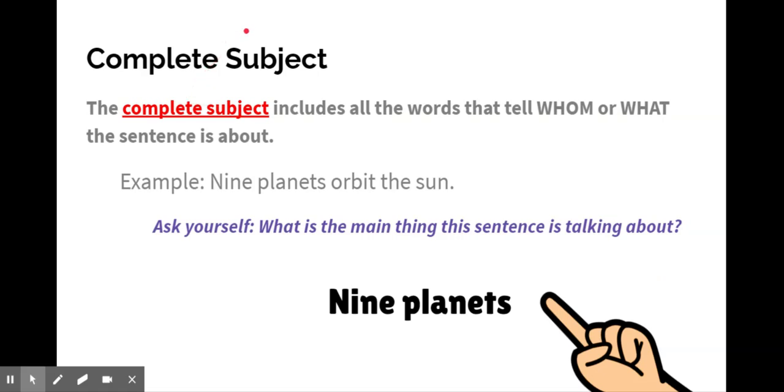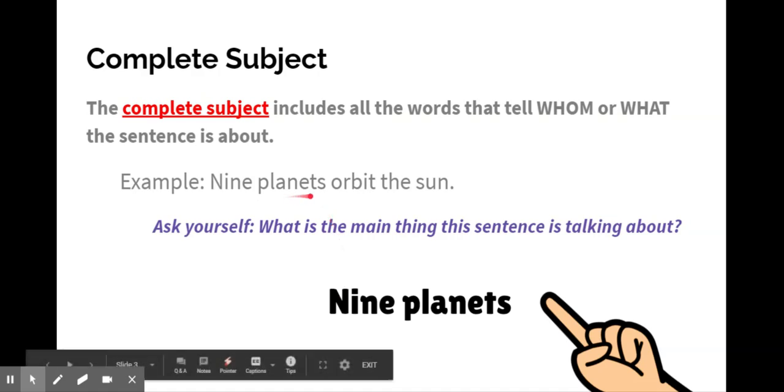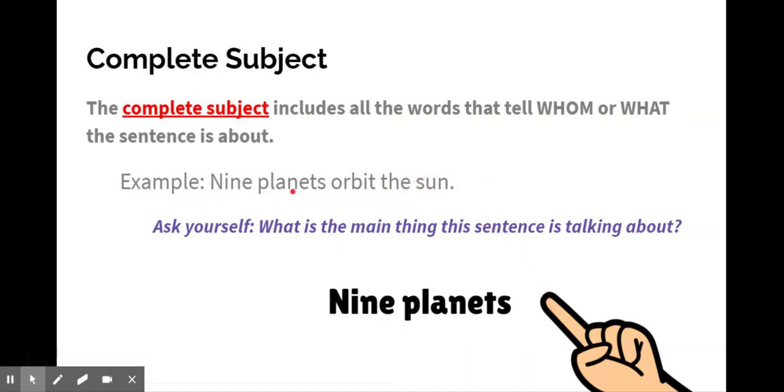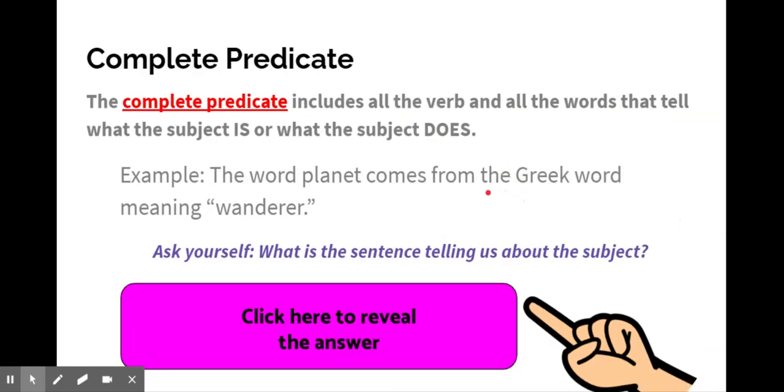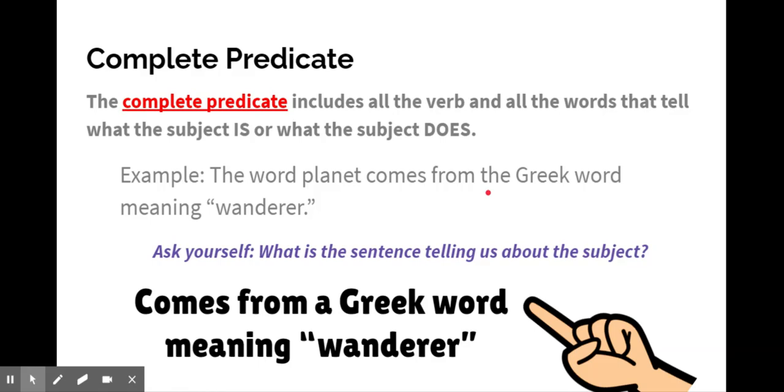Again, make sure you're taking notes. If you need time to write this down, this would be a good time to pause this video. I would write complete subject, underline it or highlight it with your highlighter, and then write what the definition is and the example. Instead of writing 9 planets orbit the sun and then 9 planets again, you could just highlight 9 planets after you write this, okay? Let's talk about complete predicate.